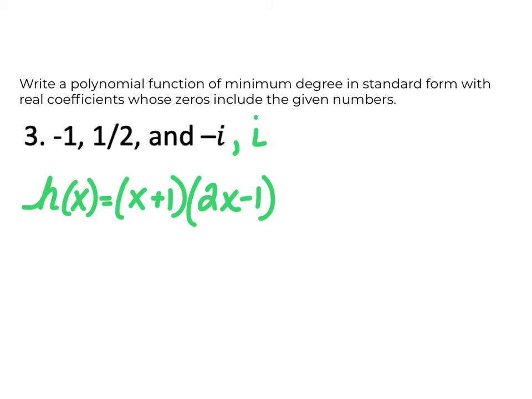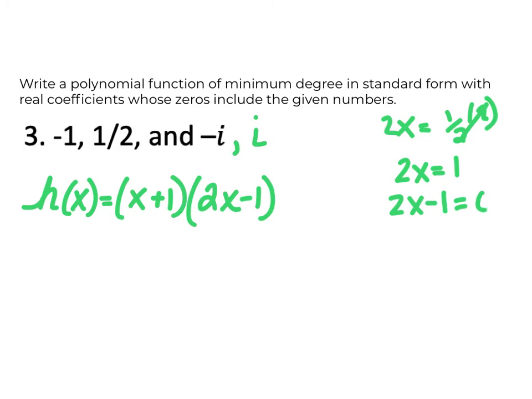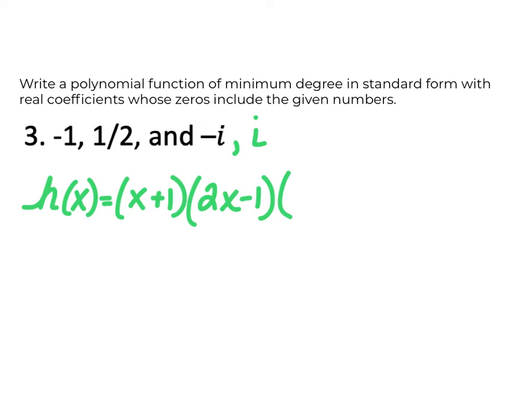And off on the side here, I'm going to show you why that is. So if the zero is x equals 1/2, to get the factor, if I multiply both sides by 2, I would get 2x equals 1, and then subtract 1 from each side, I get 2x minus 1 is equal to 0. So the factor is 2x minus 1. And then my complex zeros would be x plus i and x minus i.